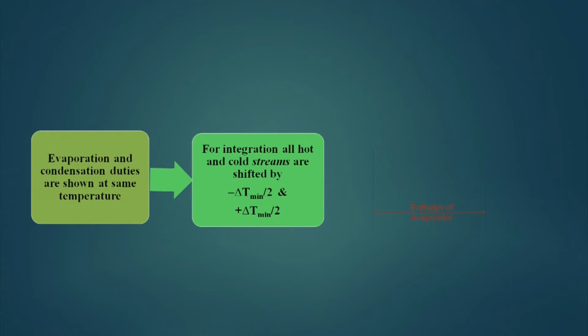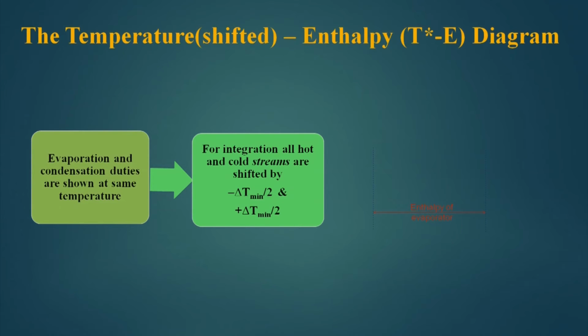For integration, all hot and cold streams are shifted by minus delta T minimum by 2 and plus delta T minimum by 2. We know that the hot stream temperature has to be decreased by delta T minimum by 2, and cold stream temperature has to be increased by delta T minimum by 2 when we convert them into a T H diagram, where the temperature is shifted and enthalpy is represented by H or E.